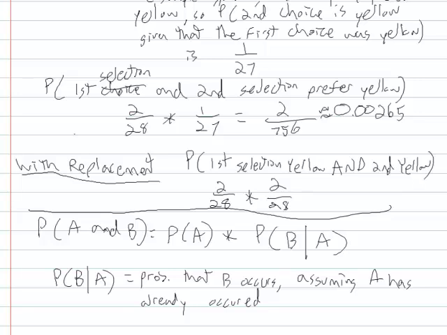When we did it with replacement, it didn't matter that the first selection was yellow. So this one was still 2 out of 28, because it didn't matter if the first selection was yellow or not. I put whatever name it was back in the hat, so the second choice is still a 2 out of 28 probability that it'll be yellow.